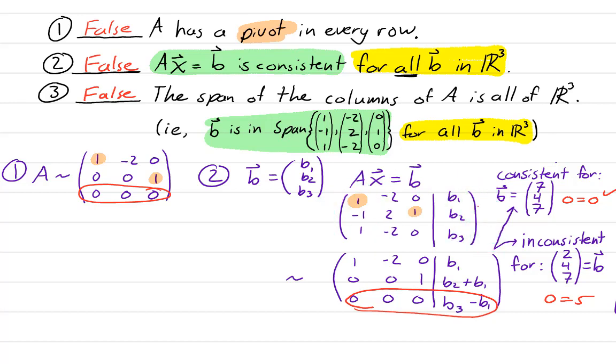So the moral of the story here is that having a row in A without a pivot position can make it so your augmented matrix for Ax = b can have something like 0 = 5. So it might be inconsistent, but it might also be consistent depending on what vector B is on the other side there.